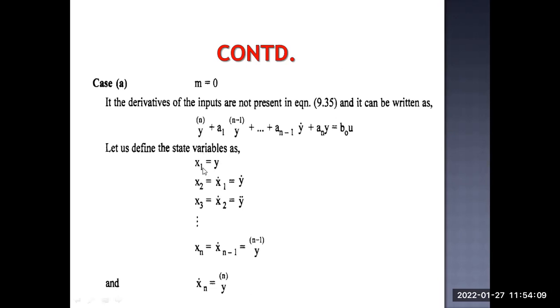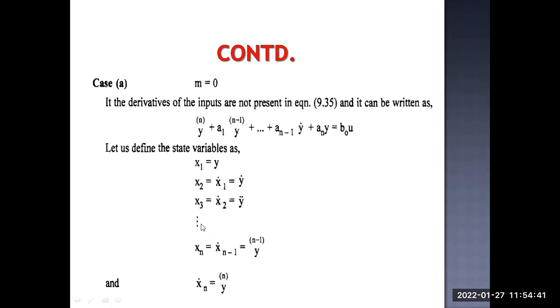So let us assume a state variable x1 equal to y. Now x2, again we assume x2 equal to x1 dot. So x1 dot equals basically y dot. Now another state variable, x3 equal to x2 dot. So x2 dot equals basically y double dot. And if you proceed this way, finally xn will be equal to x(n-1) dot.